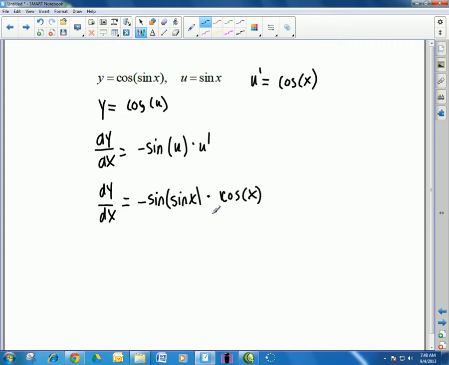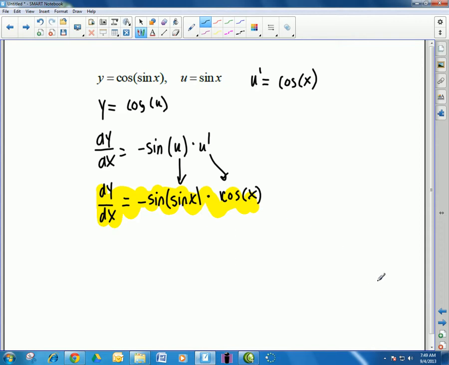So if we take a look at this, substitute u in there. The derivative of cosine is negative sine of u. Then multiply by the derivative of u, which is u prime. Define u prime: the derivative of sine is cosine. Then resubstitute u as sine of x, and u prime is cosine of x. Look to see if you can simplify it, and in this case you cannot, so that's as far as you can go with this one.